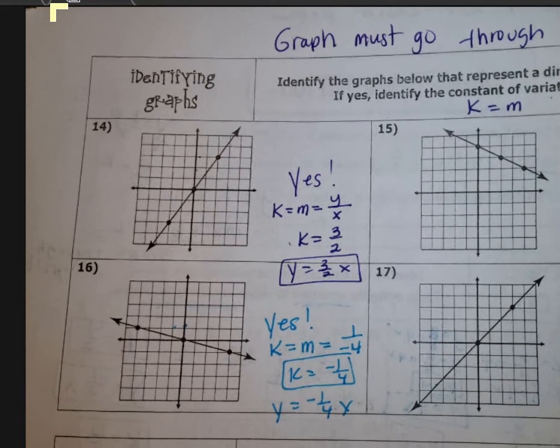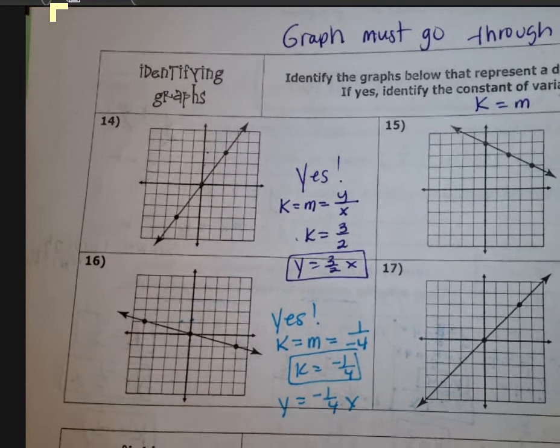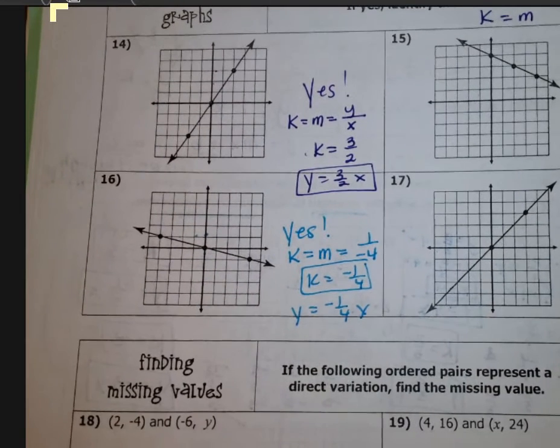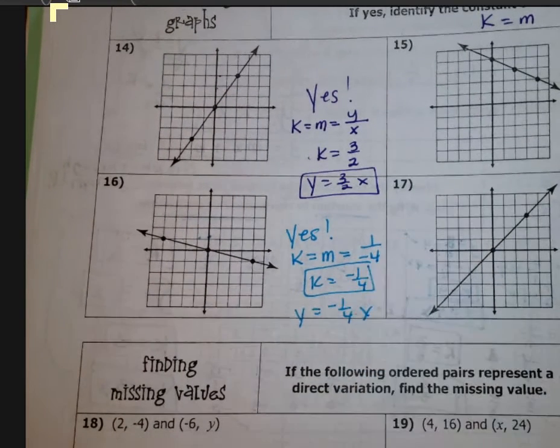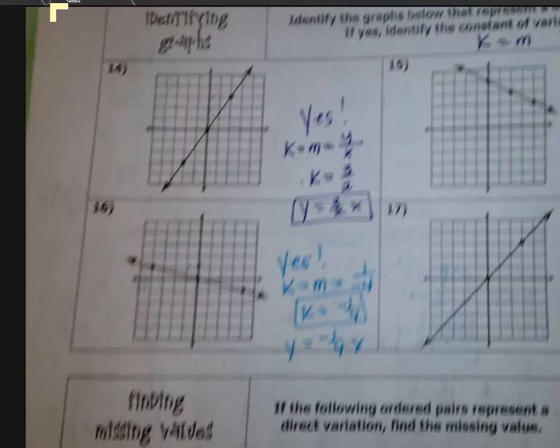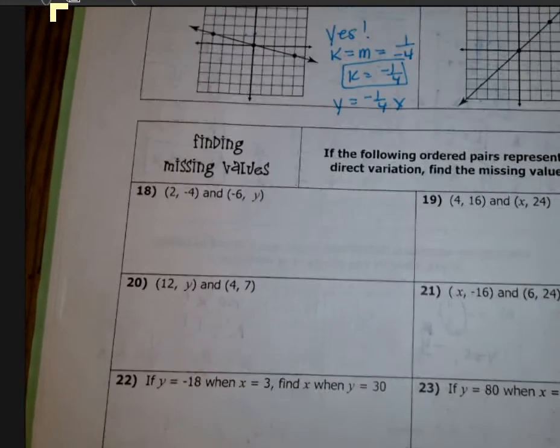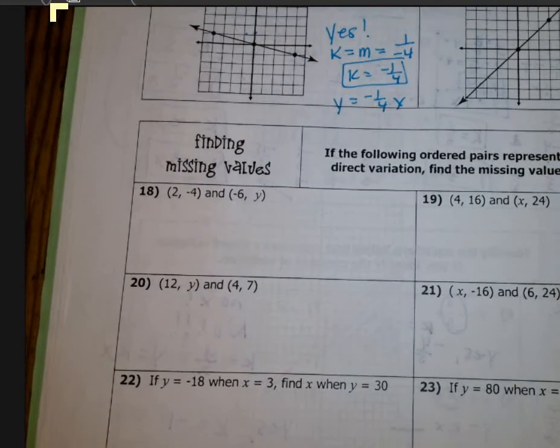So, number 18. Now we're going to find the missing value. So here, graph, just like slope. Don't make it hard. Has to go through the origin. Now, this is a little bit different. When we're trying to find with direct variation, what I like about direct variation is it makes a really nice equation. I mean, a proportion. If you remember proportions, we've done some things with proportions as well.